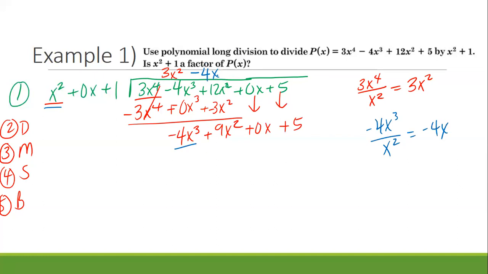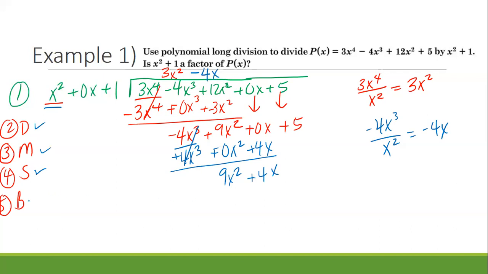I'm going to multiply negative 4x times x squared, 0x, and 1. Negative 4x times x squared is negative 4x cubed. Negative 4x times 0x is 0x squared. Negative 4x times 1 is negative 4x. So I've divided, I've multiplied. Now I'm going to subtract. Again, subtracting means I'm just changing the signs and combining. So 9 minus 0x squared is 9x squared. 0 plus 4x is 4x.